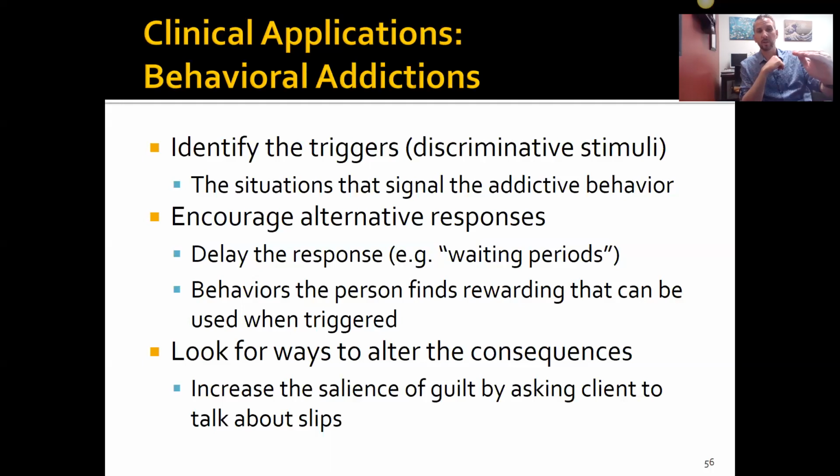So again, you identify the triggers, because the behavior is stimulus, response, consequence. So stimulus, identify the triggers. Response, look for alternative responses, and then alter the consequences if you can.